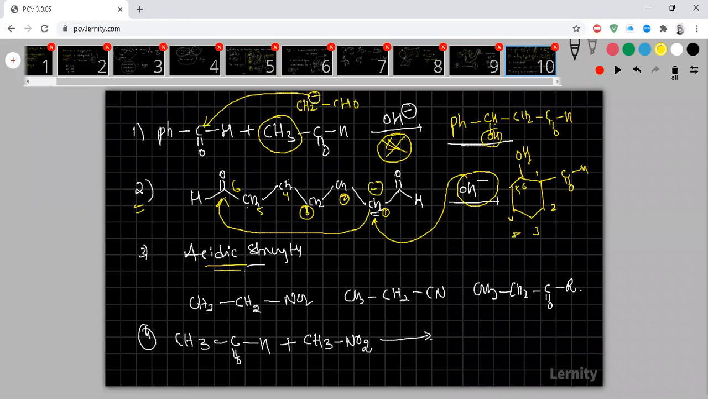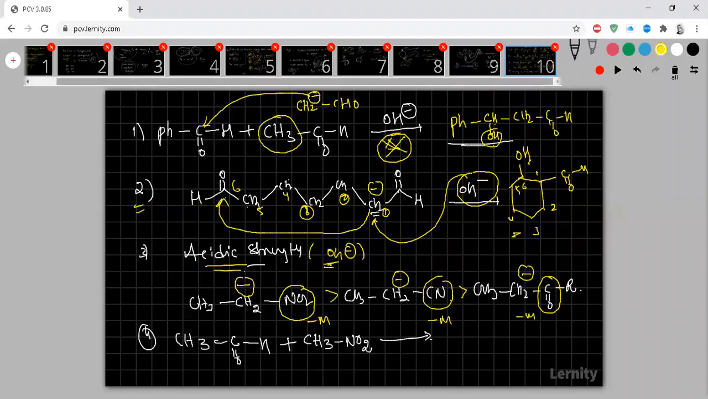Next, acidic strength. When we use the OH minus, which hydrogen is least taken by this OH minus? If we form the carbanion here and here and here, NO2 is a strong minus M group and CN is also a strong minus M group. When compared to NO2, CN minus M is less. When compared to CN, the CO group is a less minus M group. So the strength of the minus M effect is like this, and this is the acidic strength order of the hydrogens of these alpha carbons.